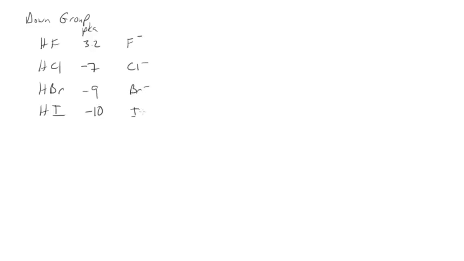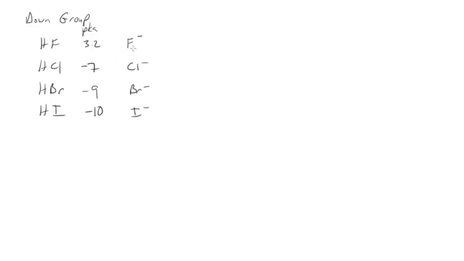Okay, so now what happens when we move down a group? So now we're going to look at the difference between HF to HCl to HBr to HI. And now if we look at the pKa's, HF is 3.2, HCl is -7, HBr is -9, and HI is -10. So now we see something different happening. So here are the conjugate bases: fluoride, chloride, bromide, and iodide. So fluoride is the most electronegative atom.